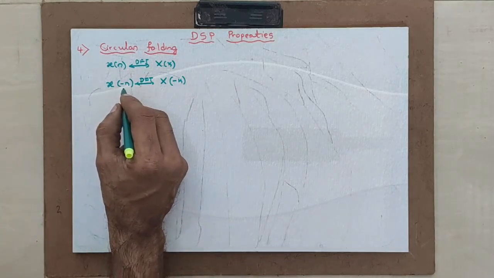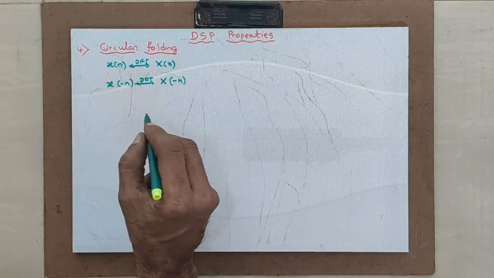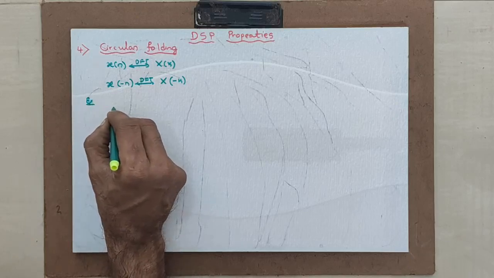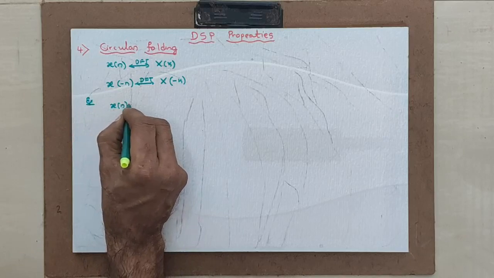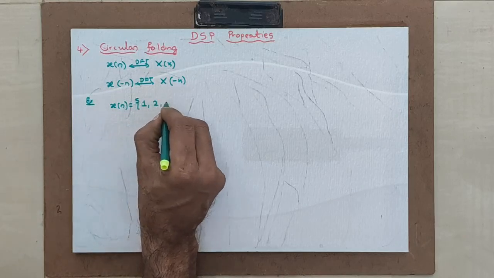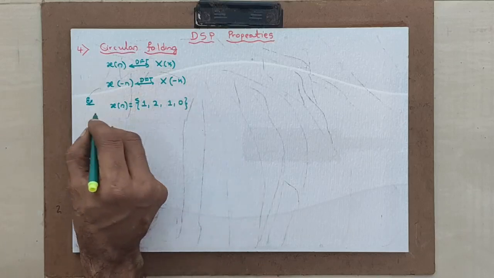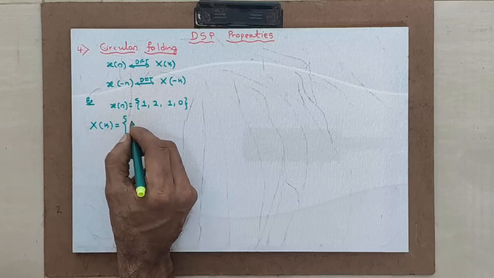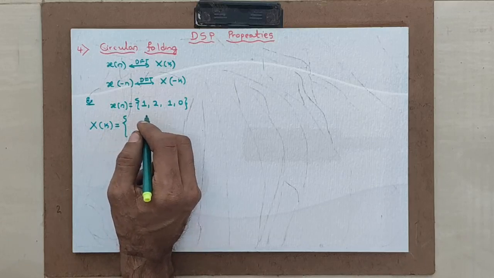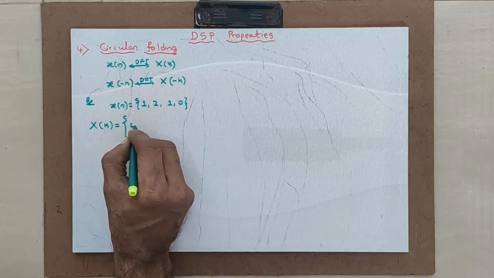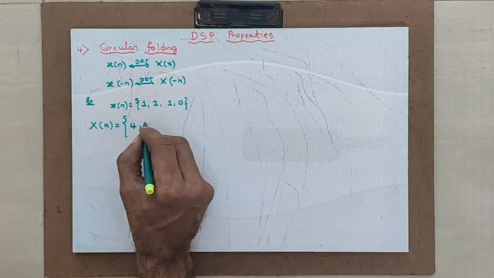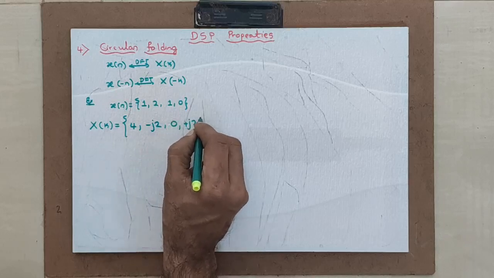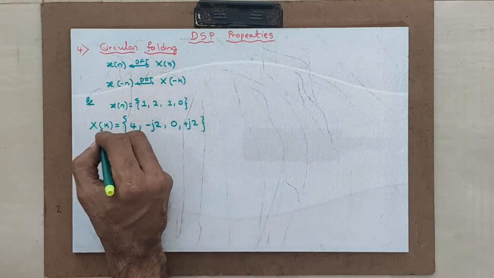This is not a very important property for you to prove, but let us understand this property with an example. Let me take x of n, which is 1, 2, 1, 0. I will write the corresponding X of k. You can find it from the matrix method. Obviously, it is 4, minus j2, 0, then plus j2. This is my answer. 1, 2, 1, 0 has the corresponding DFT X of k.